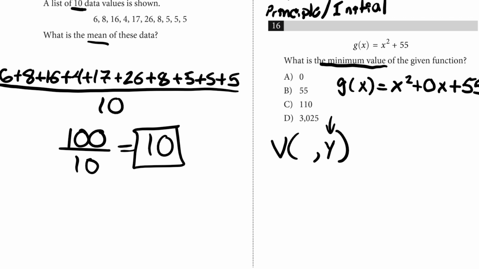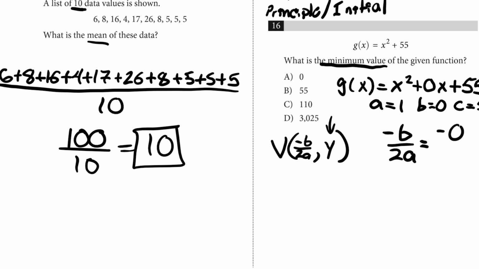The way that we find the x of the vertex is negative b over 2 times a. A is the number in front of x squared, 1. B is the number in front of x, 0. And C is the number with no x next to it, or the constant at the end. If we plug these values into negative b over 2a, that's going to give us negative 0 over 2 times 1, which is just 0. So the x value of our vertex is 0.